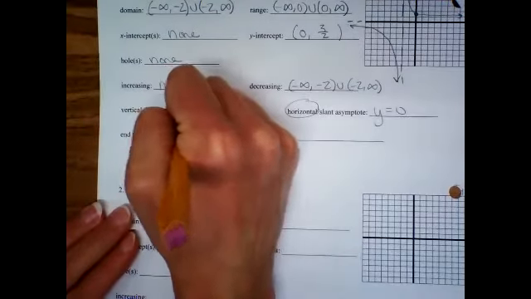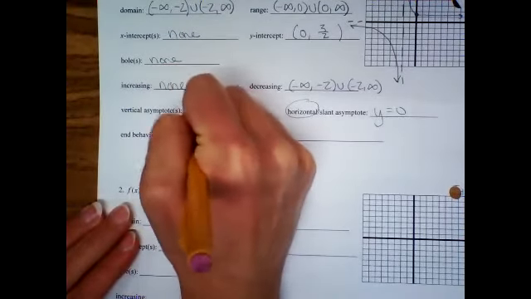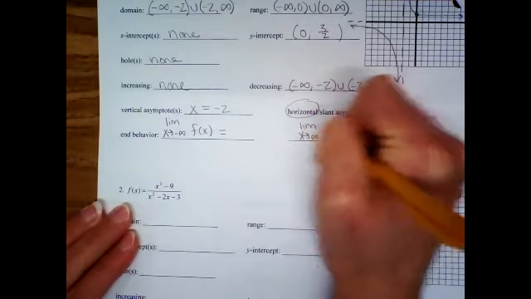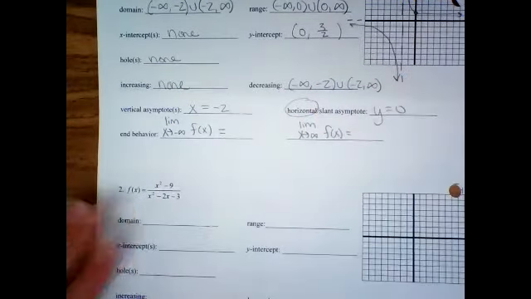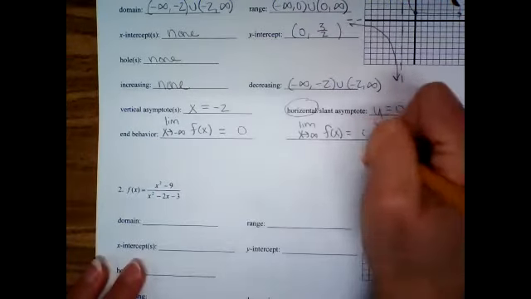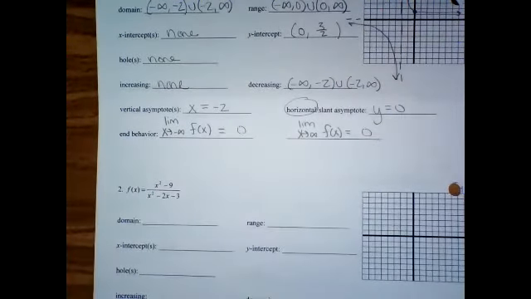So it is limit as x goes to negative infinity of the function, limit as x goes to positive infinity of the function. That's how you write that. The left end and the right end, and they're both going to 0. Again, it won't ever actually touch 0. It's just the behavior.